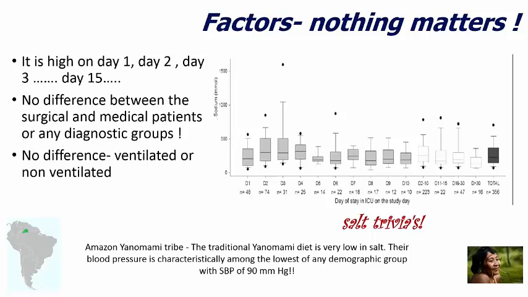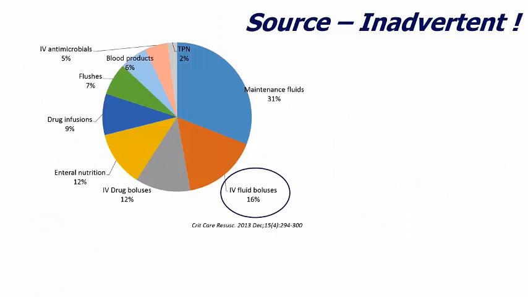There are some tribes in the Amazon. I think they're called Yanomami tribes. Their diet does not have salt. Their normal systolic blood pressure is around 90. I don't know what's normal for them, but it's quite intriguing.